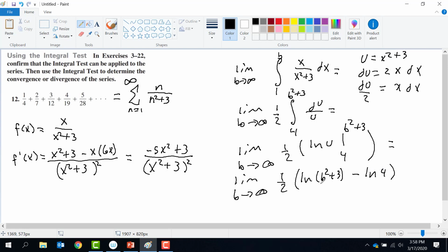But as b goes off to positive infinity, this expression here goes off to infinity. And the natural log of numbers that get bigger and bigger goes off to infinity. And so, therefore, it diverges. And since the integral diverges, so does the series.